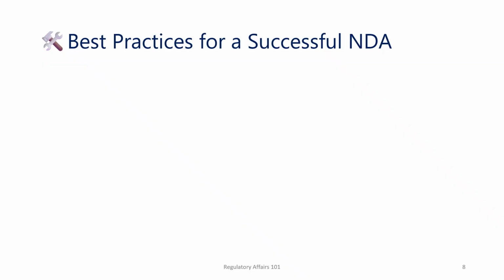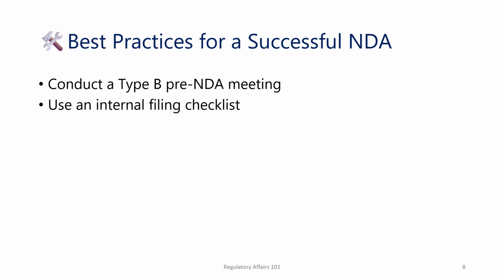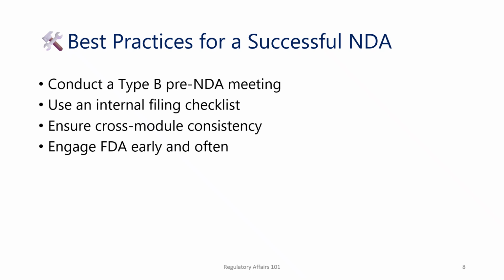To increase the chances of a first cycle approval, conduct a Type B pre-NDA meeting, use a rigorous internal filing checklist, ensure cross-module consistency, engage FDA early and often, and validate your eCTD submission before sending it. These steps dramatically reduce the risk of late-stage surprises.